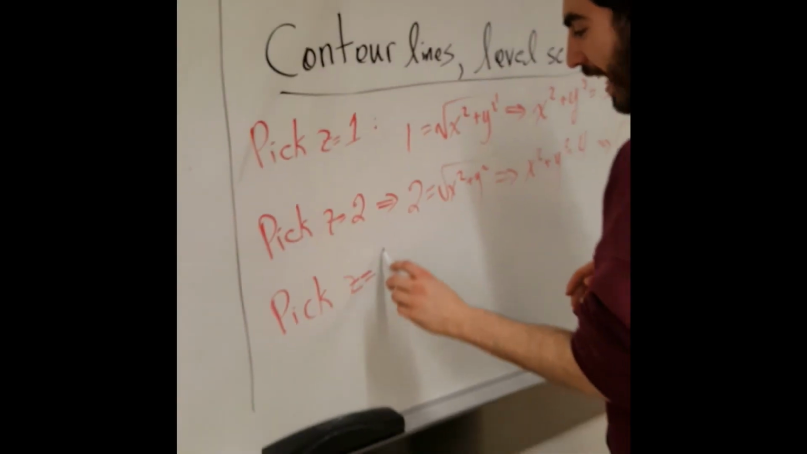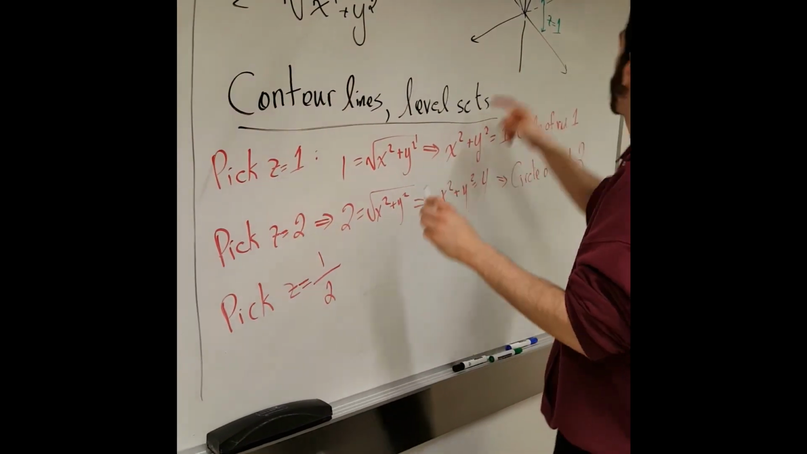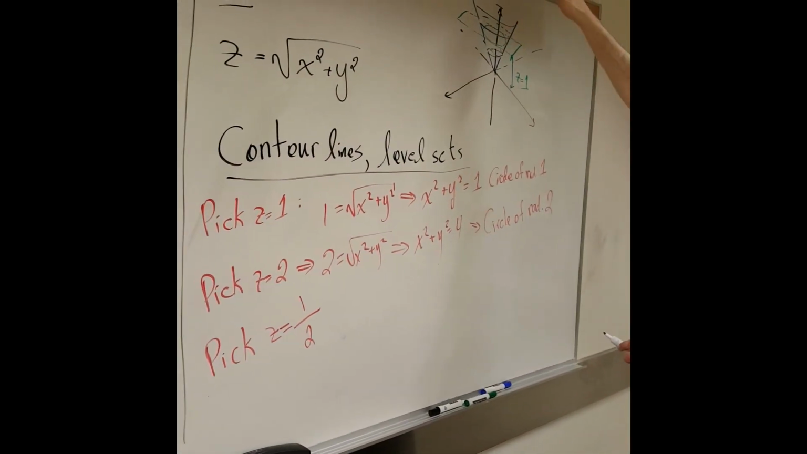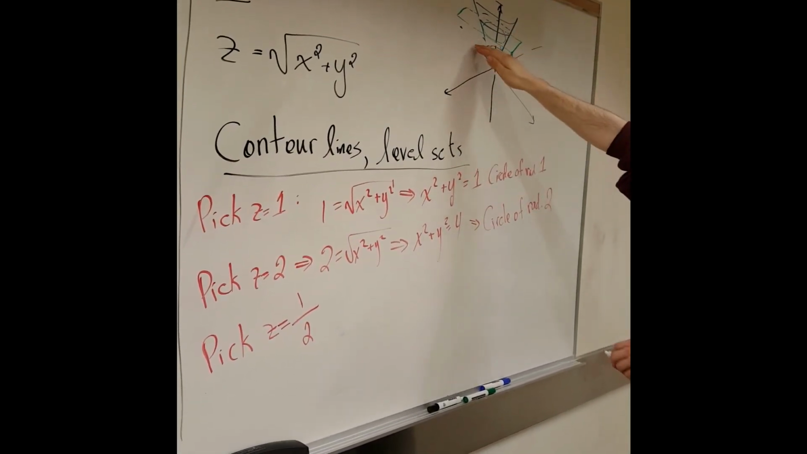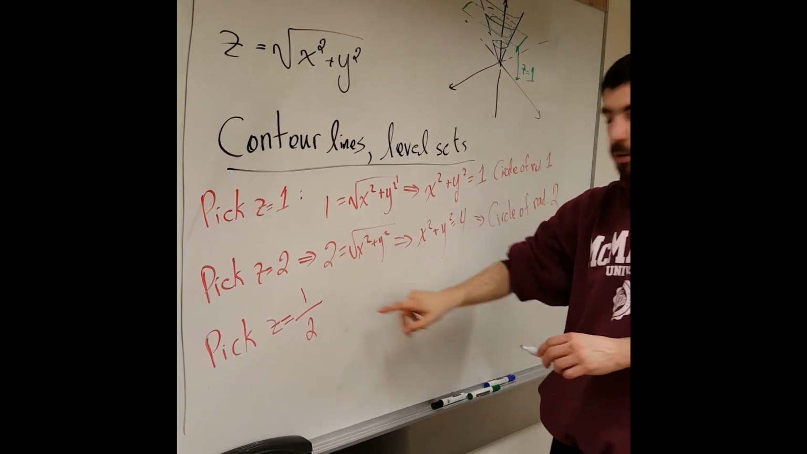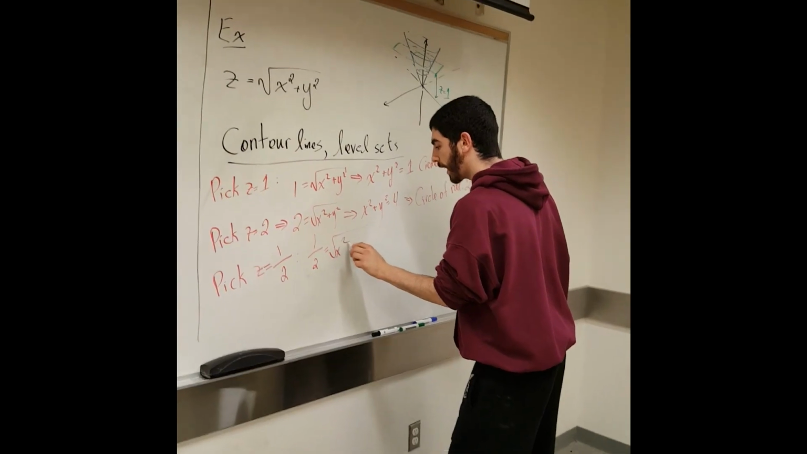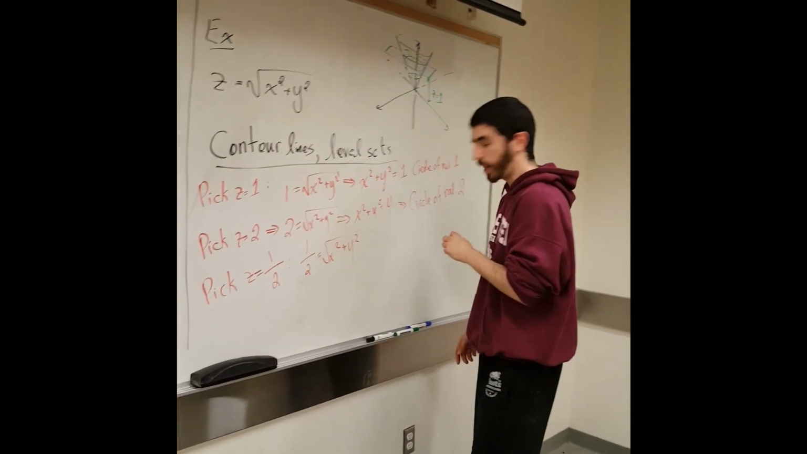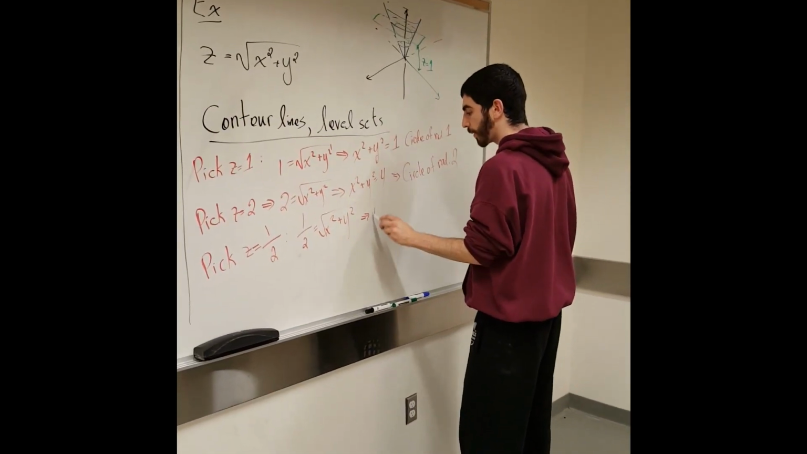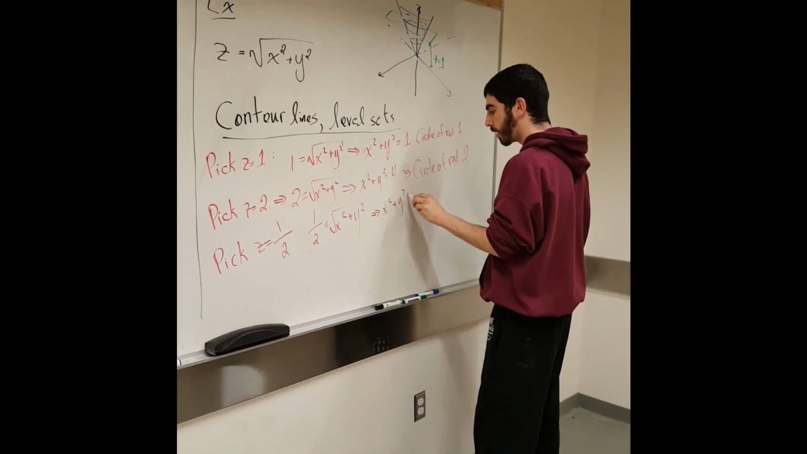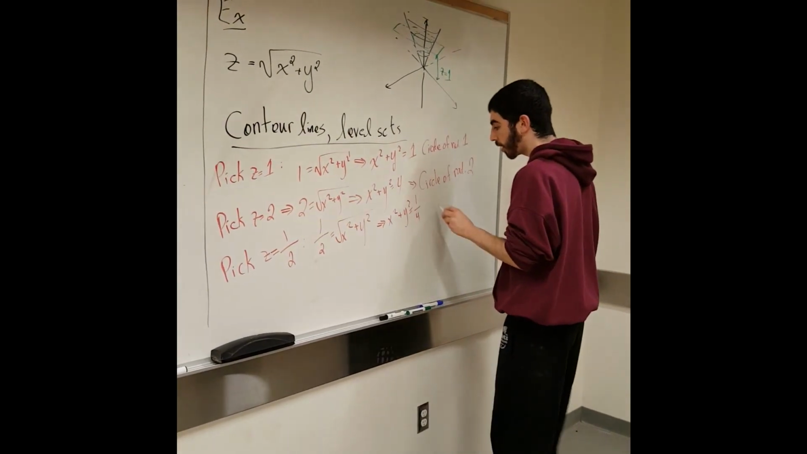Pick z equals 1/2, okay? So now I'm going to go the other way. I've been moving up, slicing planes that are higher and higher. Now I'm going to slice planes that are a bit lower. If I pick the height z equals 1/2, then I get 1/2 is equal to the square root of x squared plus y squared. So this is now x squared plus y squared equals 1/2. Oh, I'm sorry, x squared plus y squared equals 1/4, which is what?